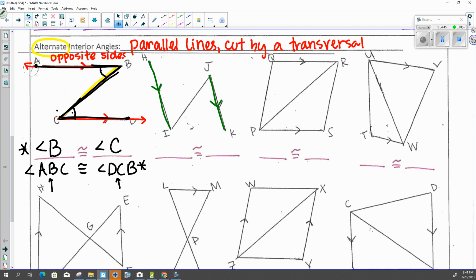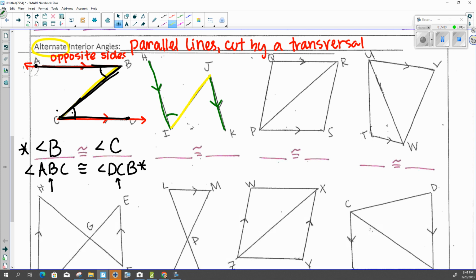Okay, I hope everyone has their crayons. Let's color this transversal a different color then. Okay, I hope you can picture interior: what's inside my green lines, and the angles have to be on opposite sides of that.